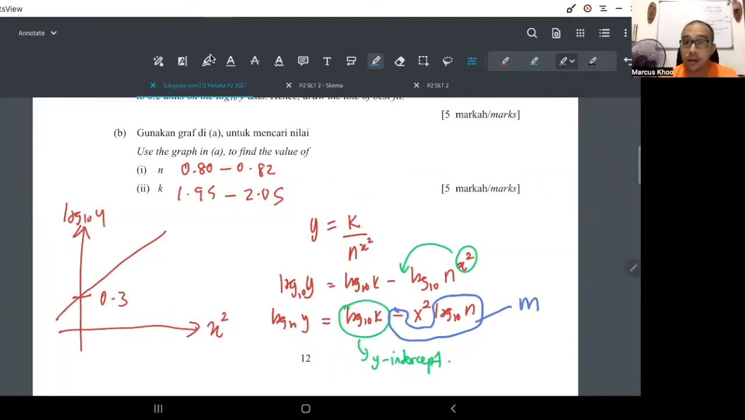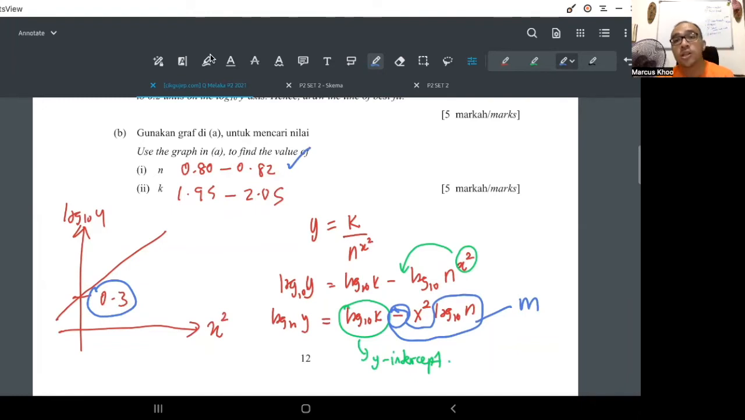How to calculate the gradient and the y-intercept is very easy already. If your y-intercept is 0.3, you should be able to get an answer between 1.95 to 2.05. The gradient is probably going to be a little bit tricky because a lot of people will forget this negative sign in front. The negative belongs to the gradient and not to the axis, so be very careful with this. You should be able to get a value of 0.80 to 0.82.